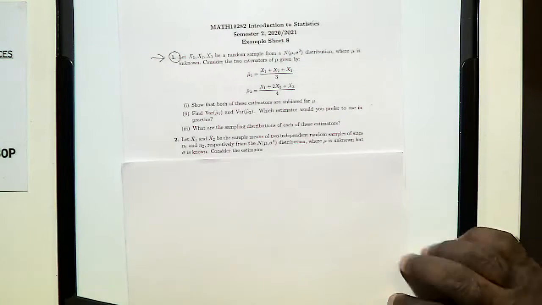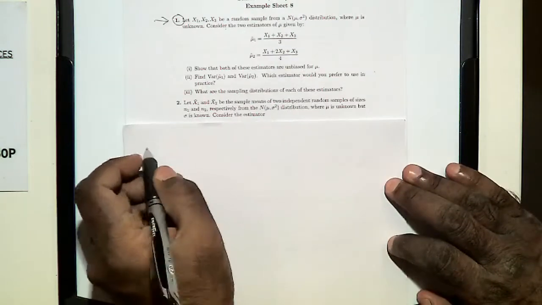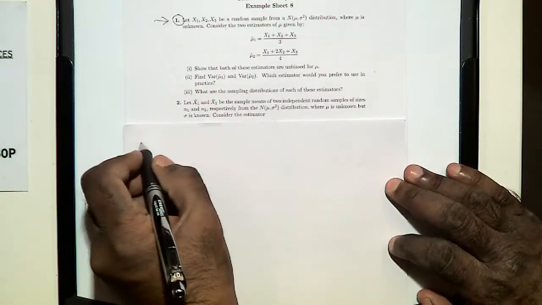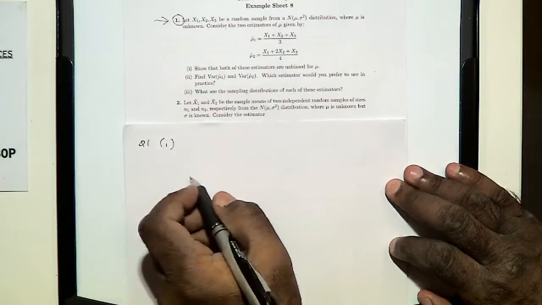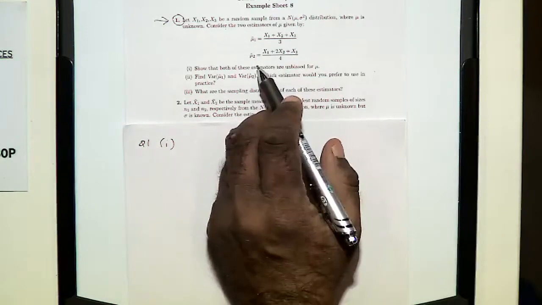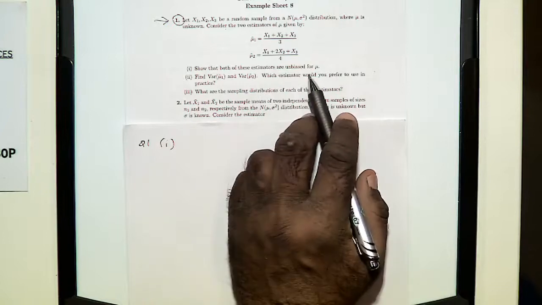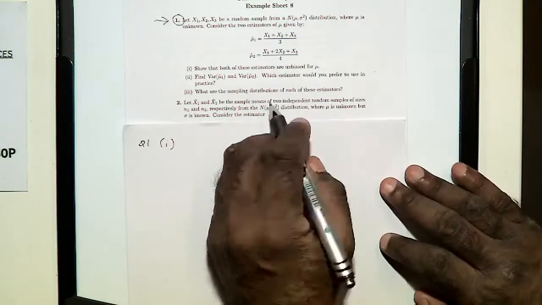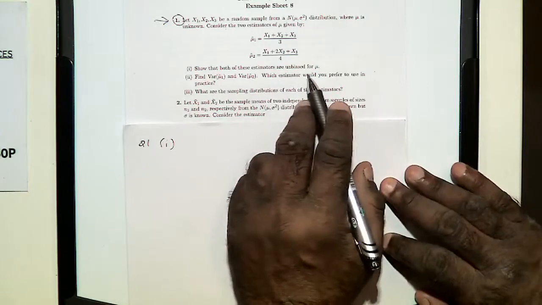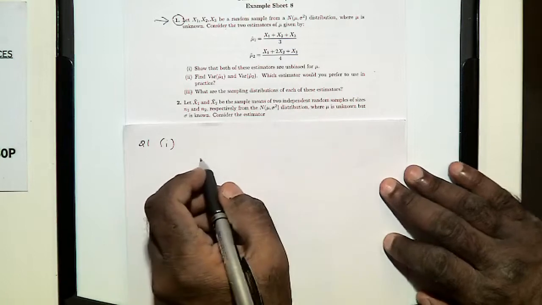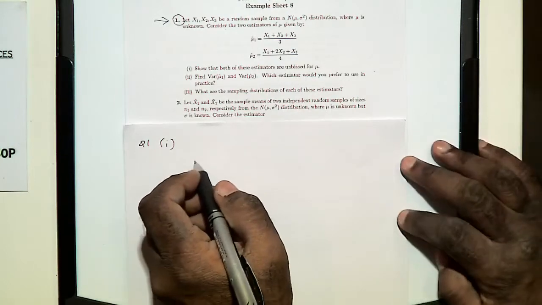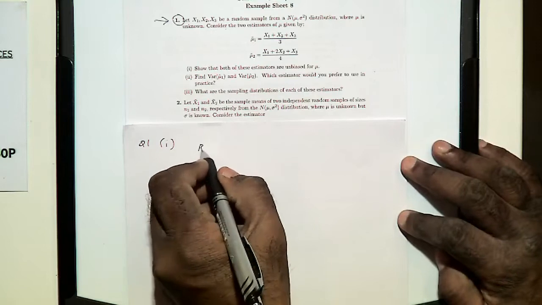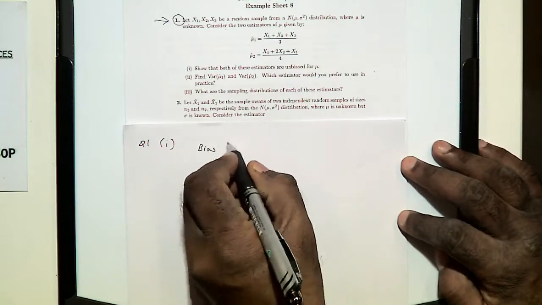Okay, guys, so let's see how we can do question 1. I know some of you have done it. So let's see how we can do question 1, part 1. You have these two estimators and we want to see if they are unbiased or not. Remember, an estimator is unbiased if the bias is 0. So what you need to work out is the bias of the two estimators.